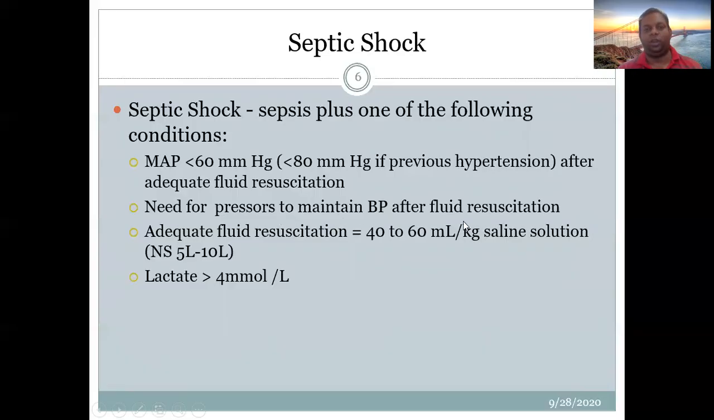That's the other important point. Adequate fluid resuscitation is 40 to 60 milliliters per kg of saline solution. Often lactate is more than 4 millimoles per liter. Those two: mean arterial pressure less than 60, requiring pressors to maintain BP after adequate fluid resuscitation, and lactate level more than 4.